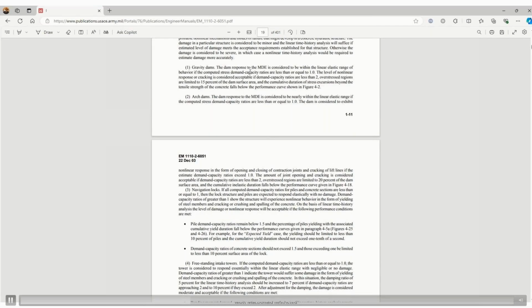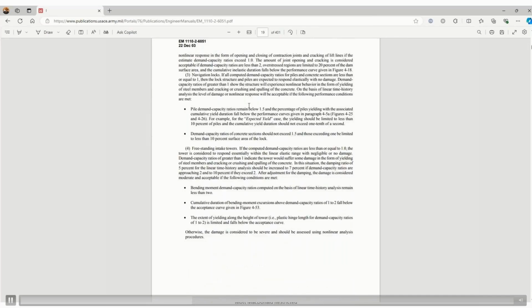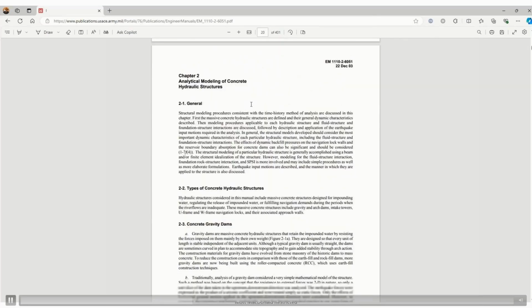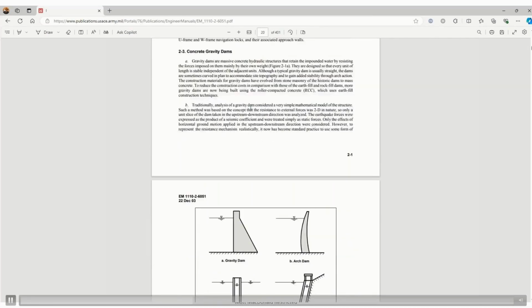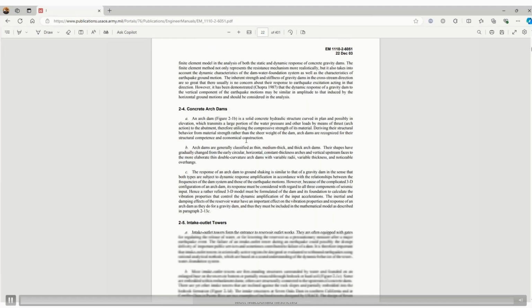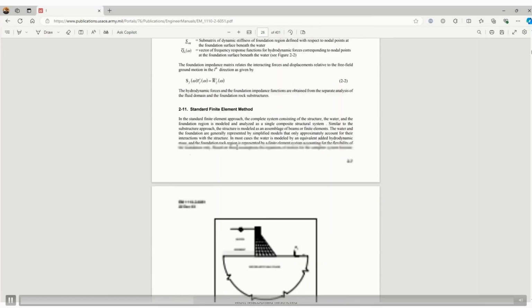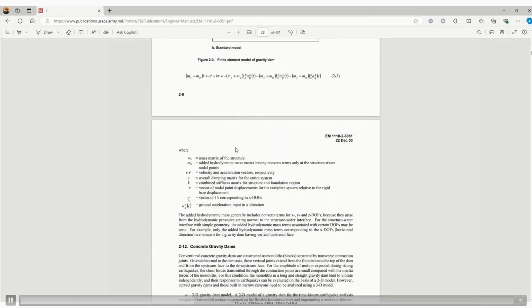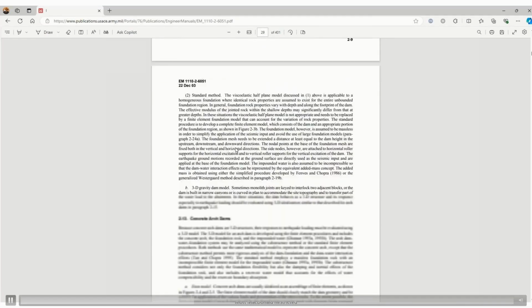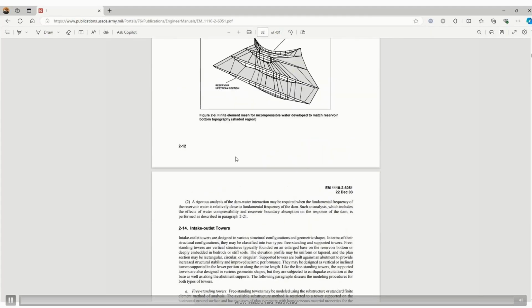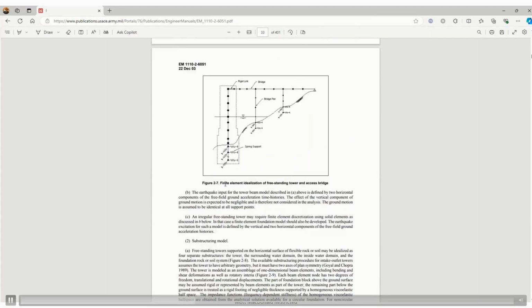First is DCR, demand capacity ratio, we have to check. And then cumulative inelastic duration, the cumulative duration of stress exertions, we have to check. Actually, only these 2 criteria we have to fulfill for the concrete gravity dams. You can go through whatever is mentioned here. So I'll straight away come to the curve.